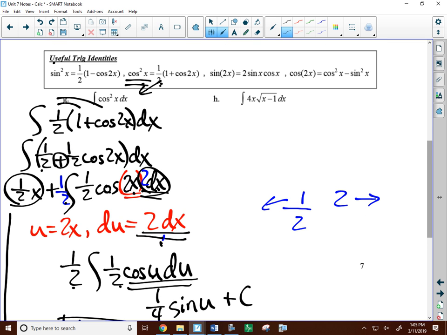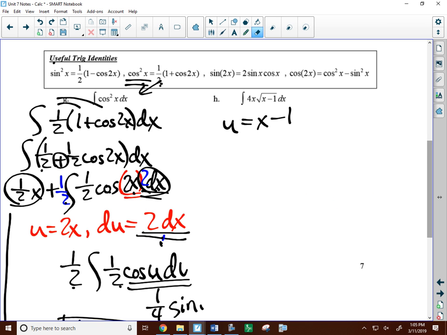Next one, integral 4x square root of x minus 1 dx. Well, there is a composition, right? The square root part, the inside of that is my composition. X minus 1 is inside the square root. So I'm going to let u be the inside. You should always try that first. See if it works. So I let u be x minus 1.